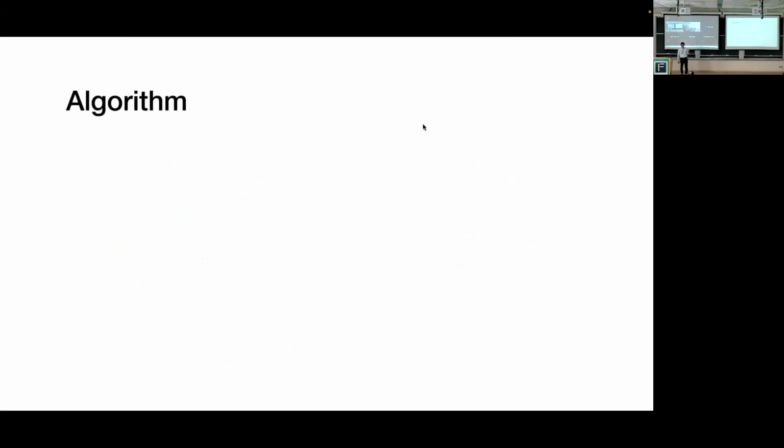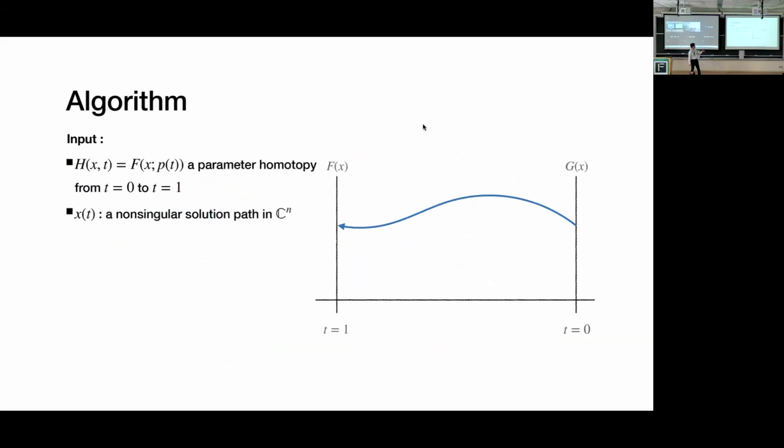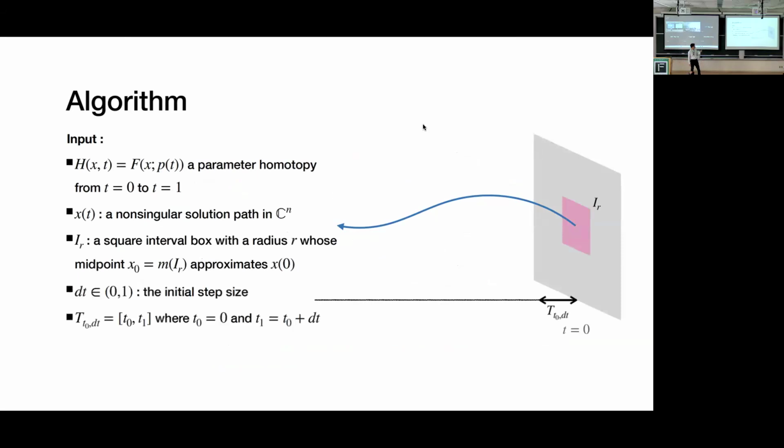Maybe I can overview the algorithm real quick. So suppose that you have a homotopy. We proved this for parameter homotopy, not just linear. Well, in our example, we will use a linear homotopy, but you can do this for parameter homotopy. Suppose that you have a non-singular solution path. And I will think about the input interval here. And from this one, of course, we should think about the initial time step, which is given by dt here. And from this one, you can define this time interval.